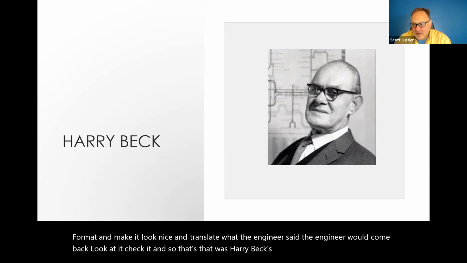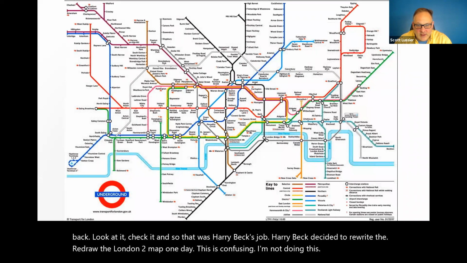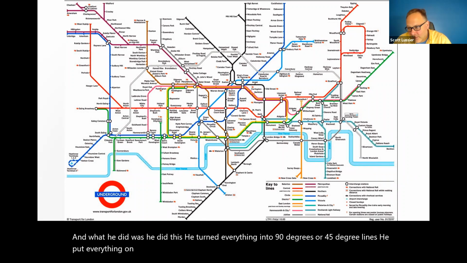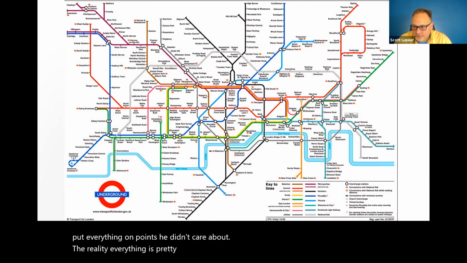Harry Beck decided to redraw the London tube map one day. He said, "This is confusing. I'm not doing this." And what he did was he did this. He turned everything into 90 degrees or 45-degree lines. He put everything on points. He didn't care about the reality. Everything is pretty evenly spaced out.